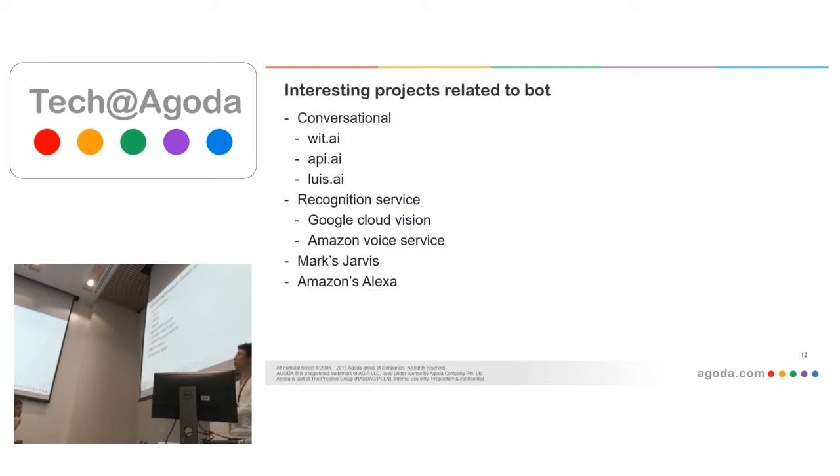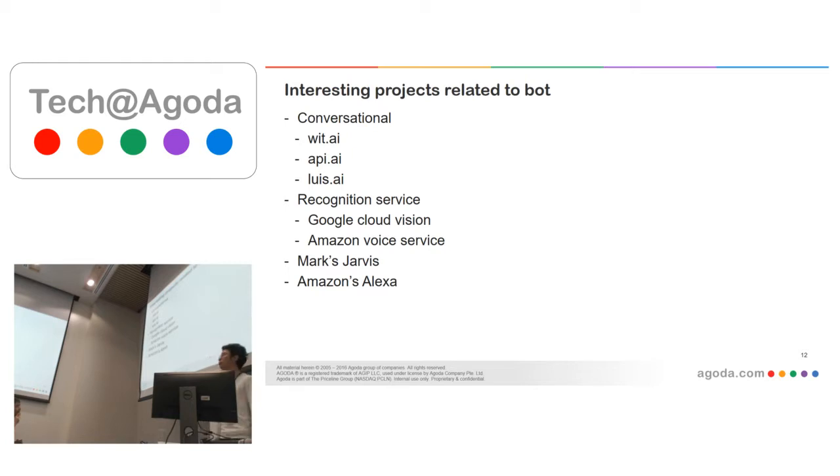So if you want the bot to talk normally and understand context, there are several libraries like wit.ai, api.ai, and louis.ai. These are from the big three: the first one I think is Facebook, the second is Google, and the third is Microsoft. So you can try anything you like. And there are some good recognition services like Google Cloud Vision. You can feed it an image, and I think it will tag your image with some meaning of the image. And Amazon has a good voice service, I think built into Alexa.